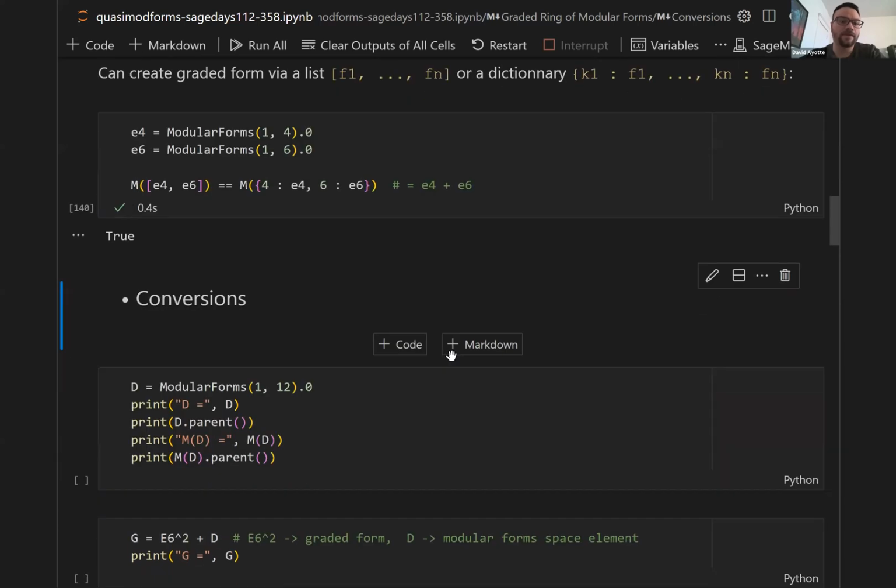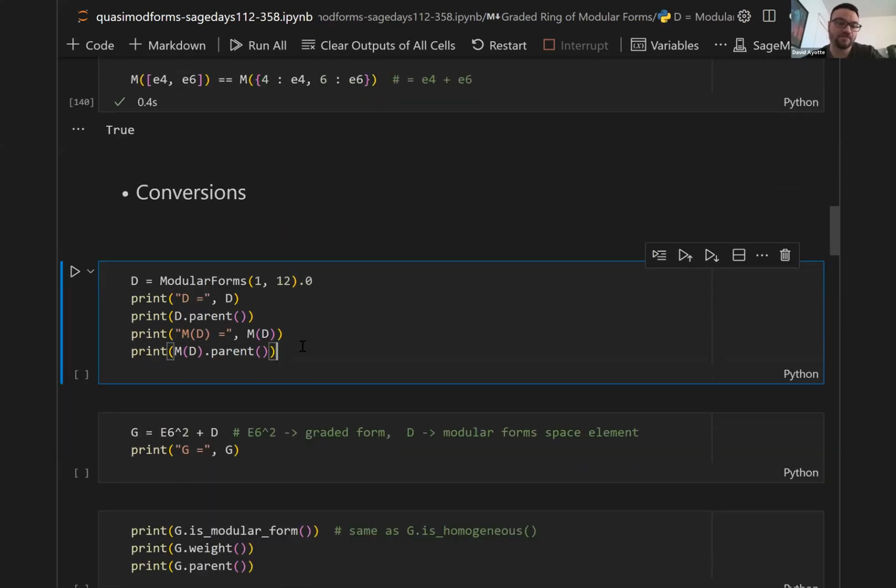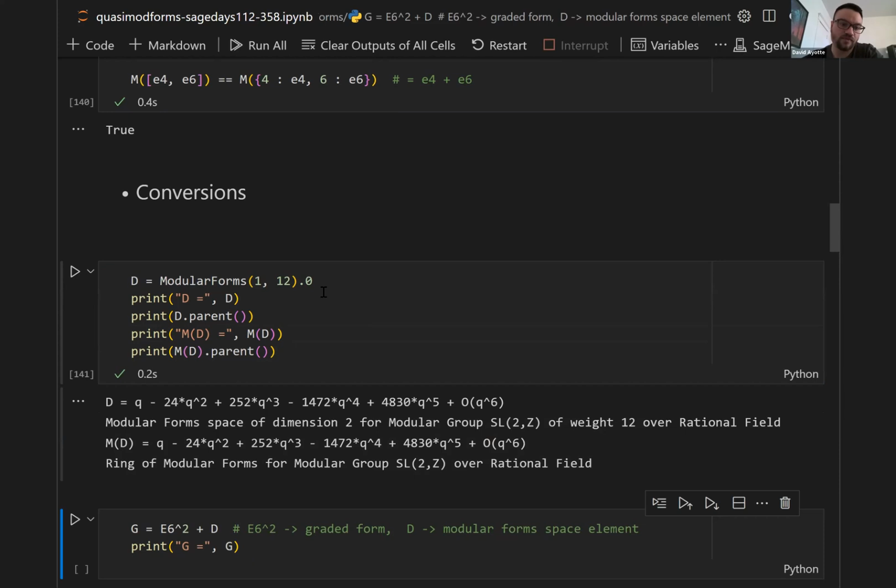Okay, so also we implemented conversions. For example, take everybody's favorite weight 12 modular form. You see its parent is not a modular form ring, it's a modular form space of weight 12. But if I want to see it as an element in the modular form ring, I can write M, use this structure, and it will now be an element in the ring of modular forms.